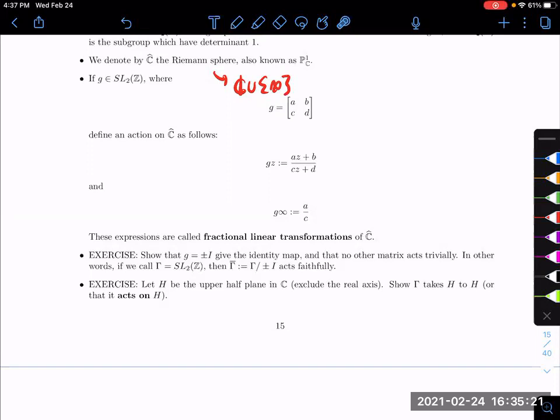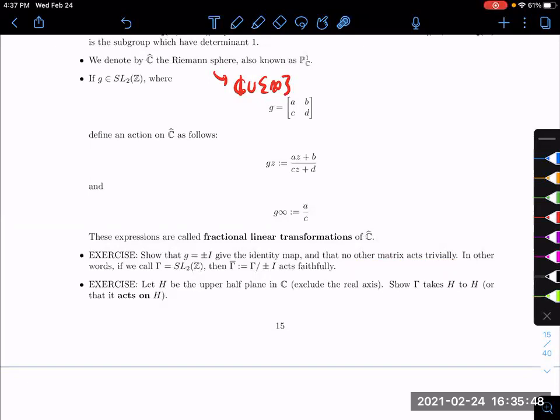In other words, if you want to say this in algebraic language, if we call capital gamma SL2Z, and we call capital gamma bar gamma mod plus or minus I, so mod out by these trivial guys, then we would say the action of gamma bar on the Riemann sphere is faithful. Okay, that's just a different way of wording the exact same thing, right?